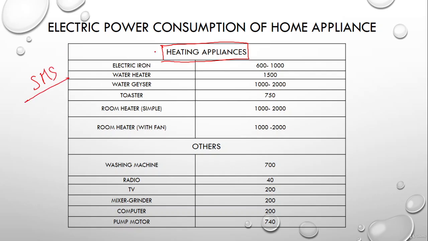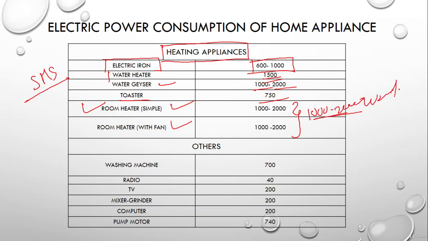Some of the heating appliances: an electrical iron consumes power from 600 to 1000 watt. A water heater consumes power near about 1500. A water geyser consumes power of 1000 to 2000 in the particular range, depending upon the capacity and the volume of the water being heated. A toaster consumes power of 750 watt capacity. A room heater, simple or with a fan, consumes power in the range of 1000 to 2000 watt.